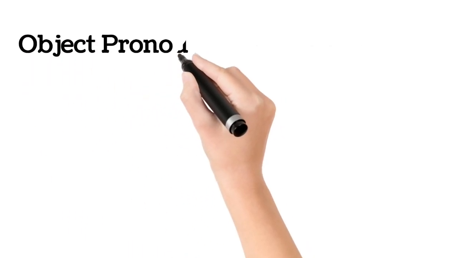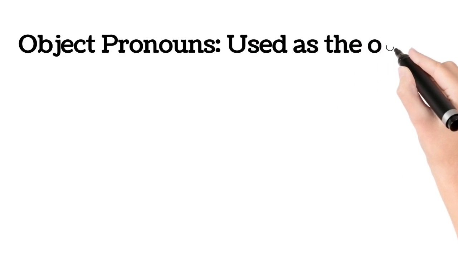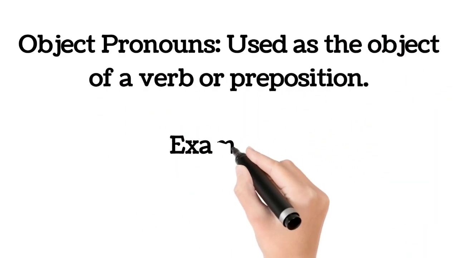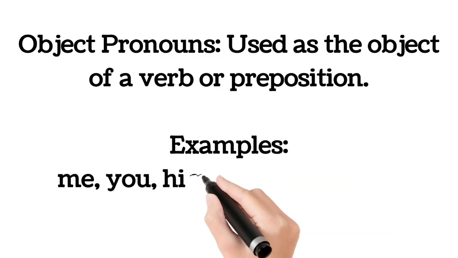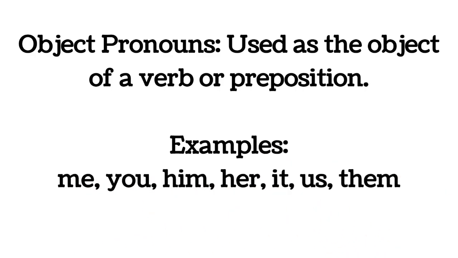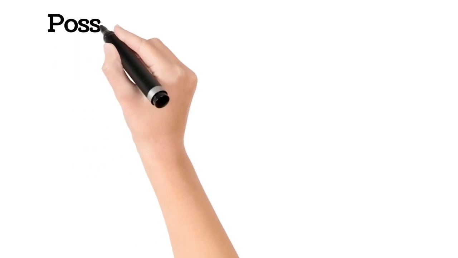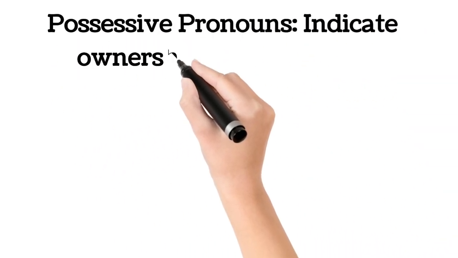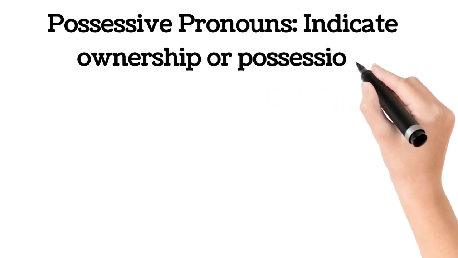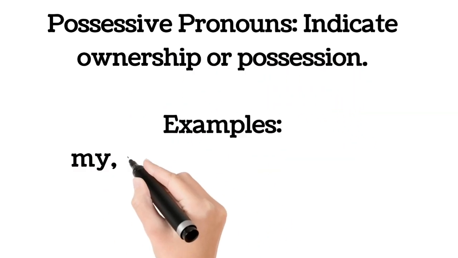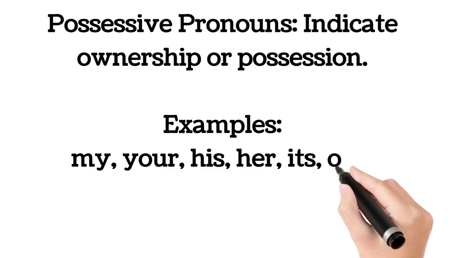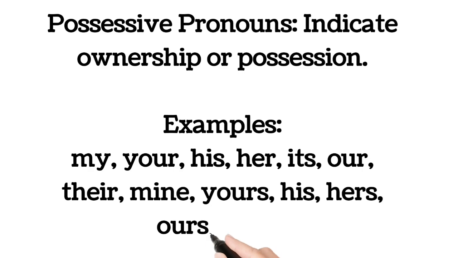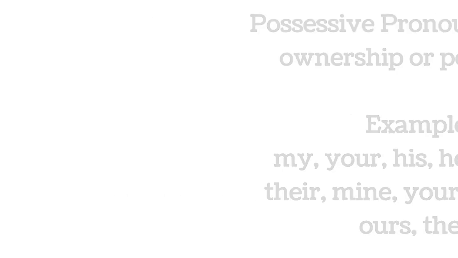Object pronouns, used as the object of a verb or preposition. Examples: me, you, him, her, it, us, them. Possessive pronouns, indicate ownership or possession. Examples: my, your, his, her, its, our, their, mine, yours, his, hers, ours, theirs.